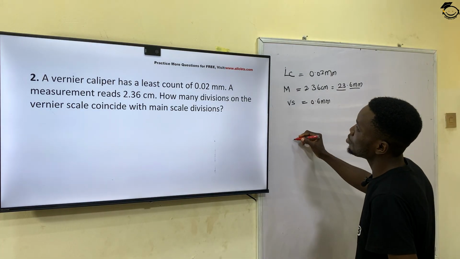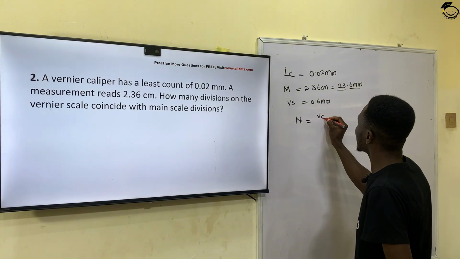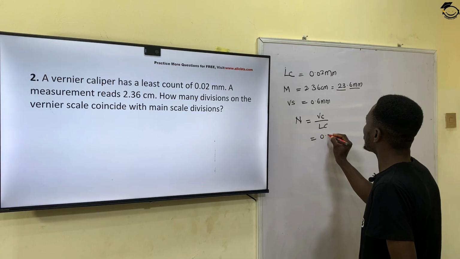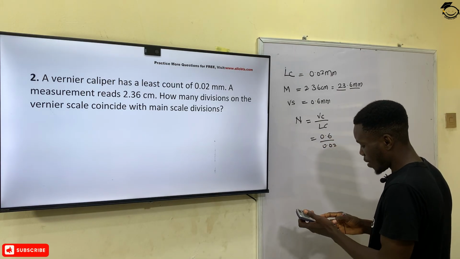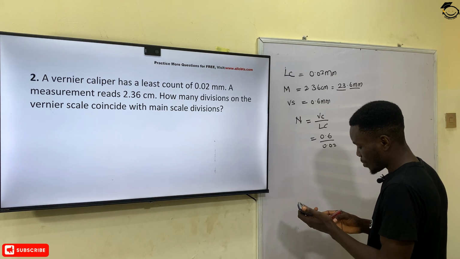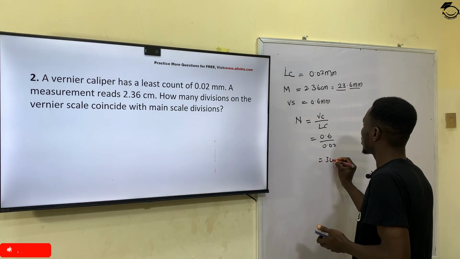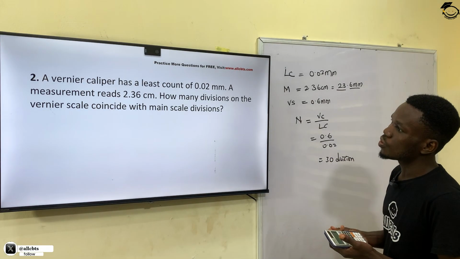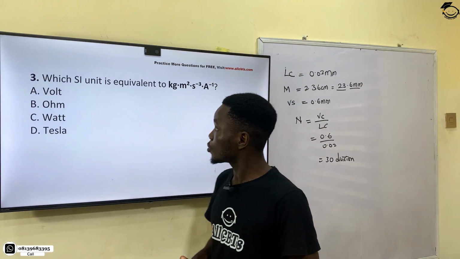So my number of divisions is equal to my Vernier scale reading over my least count. That would mean I have 0.6 divided by 0.02. And that would mean that I have 30 divisions. So 30 divisions coincide with the main scale. Moving on to the next question, which is question number 3.